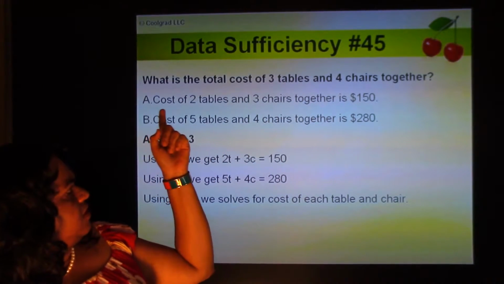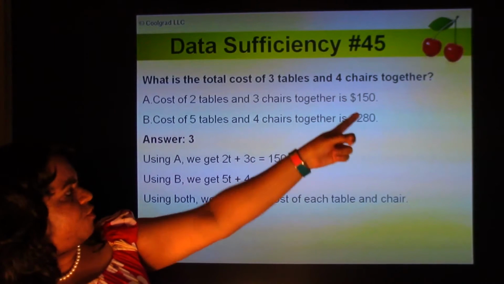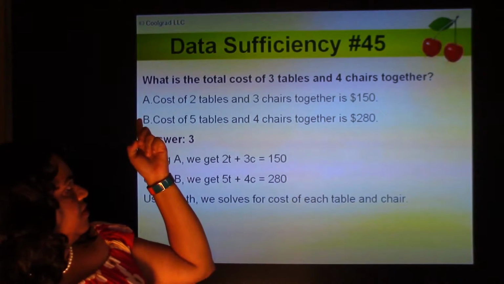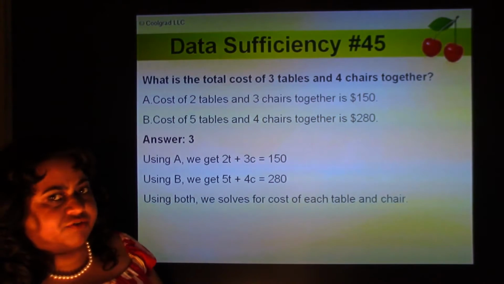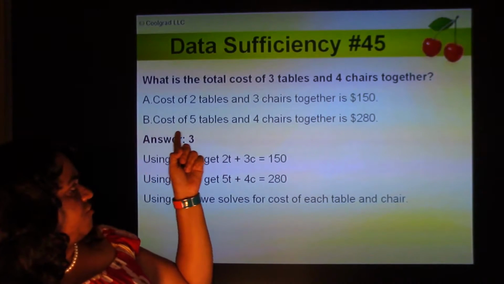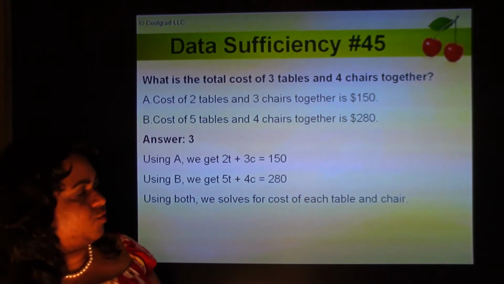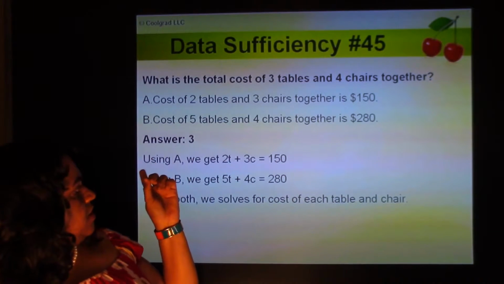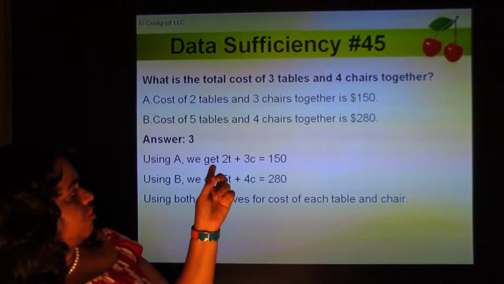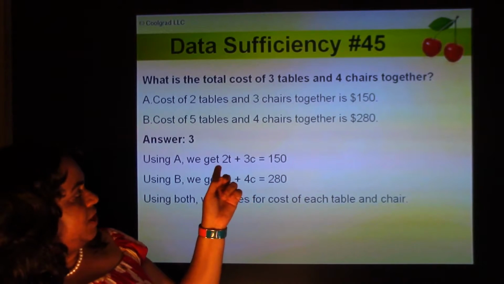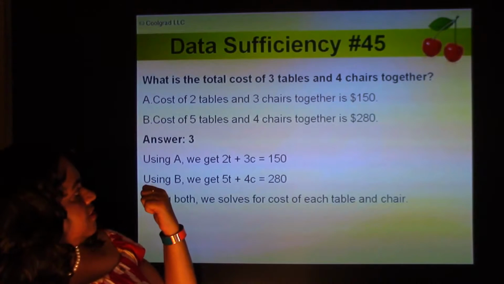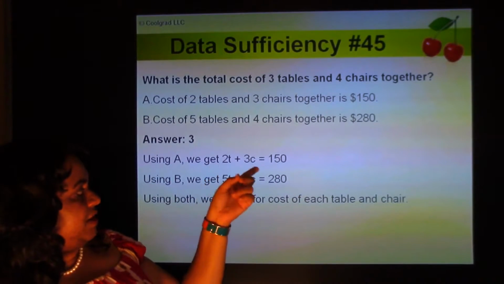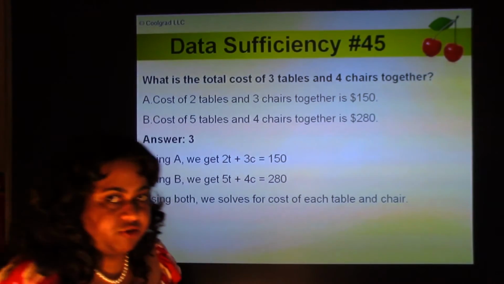Question 45. What is the total cost of 3 tables and 4 chairs together? Statement A alone. Cost of 2 tables and 3 chairs together is $150. Statement B alone. Cost of 5 tables and 4 chairs together is $280. Using statement A alone, 2t plus 3c equals 150, and we can have multiple values for t and c. You can't get a unique solution.